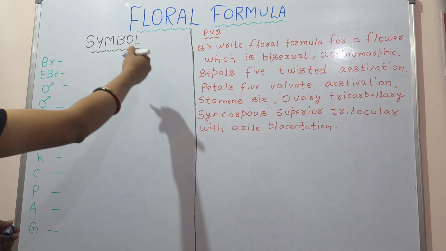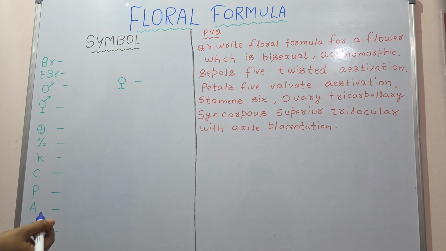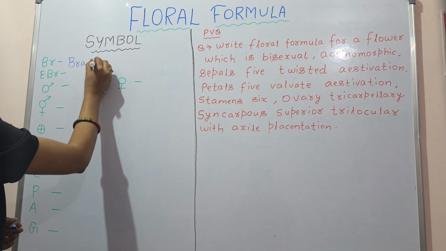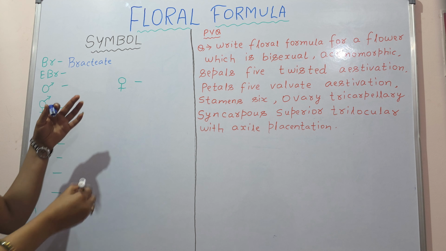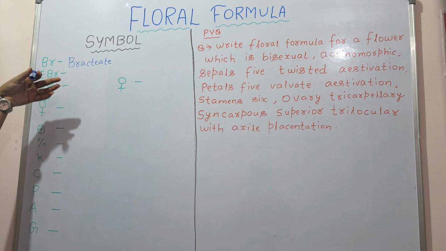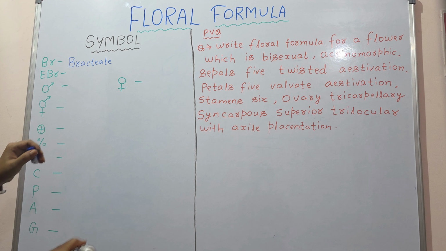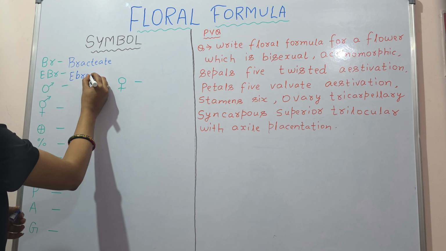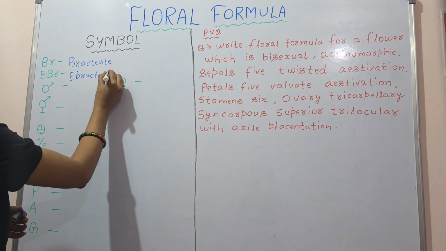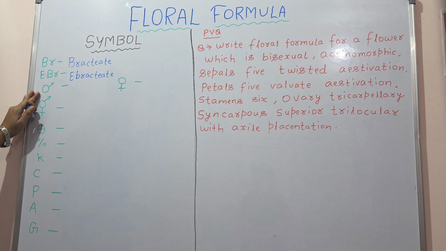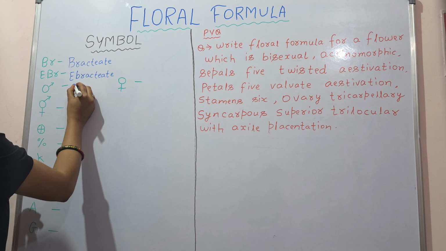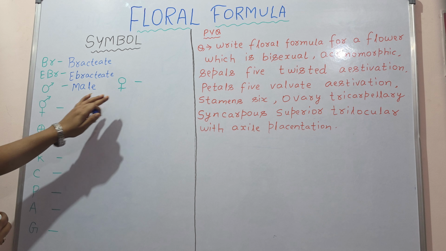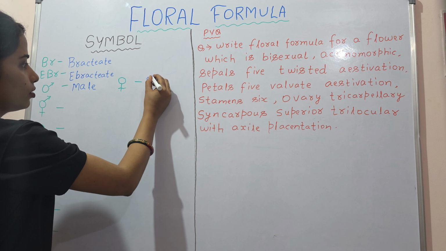So these are the symbols. Here it is written. BR we use for bracteate. When the flower has a bracteate, then we use BR, or if bracteate is absent in the flower, then we will use E bracteate, means EBR. This symbol represents the male flower. This one represents the female flower.